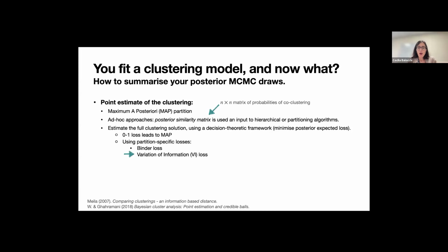You can set K to be very large and have some of the clusters be empty. This is what is called overfitted mixtures. Or you can have infinite mixtures, where K goes to infinity, which is maybe the more traditional Bayesian non-parametric approach.